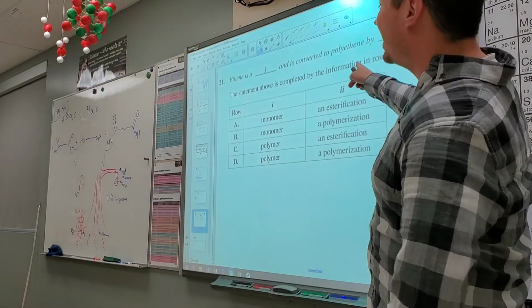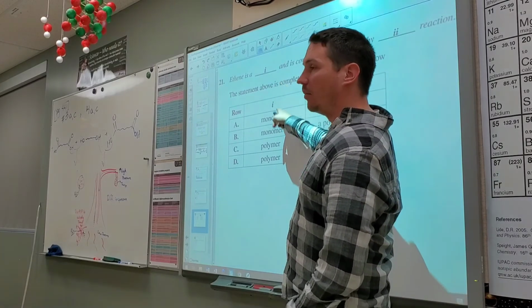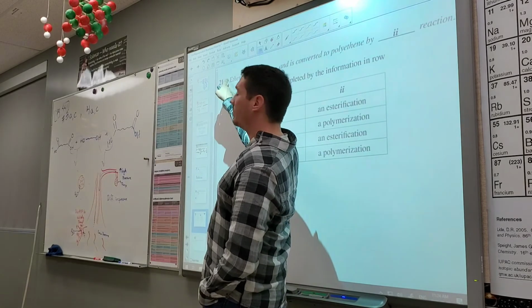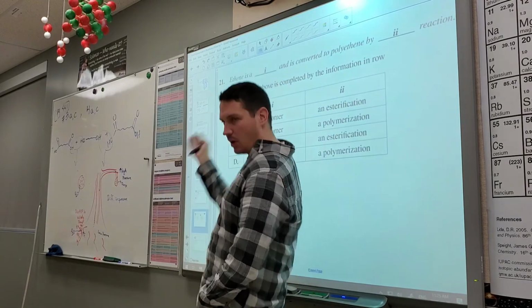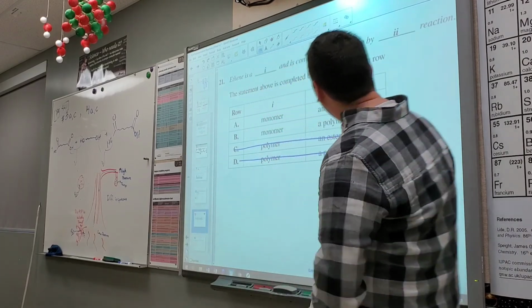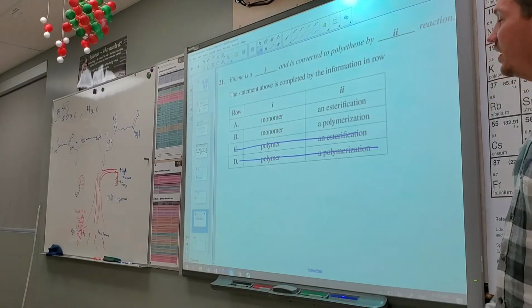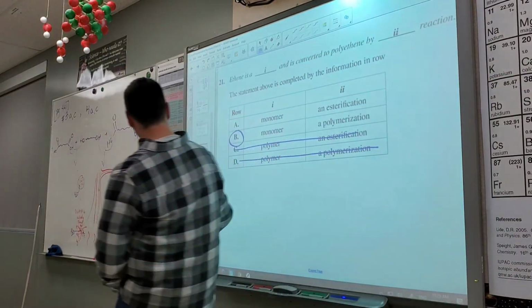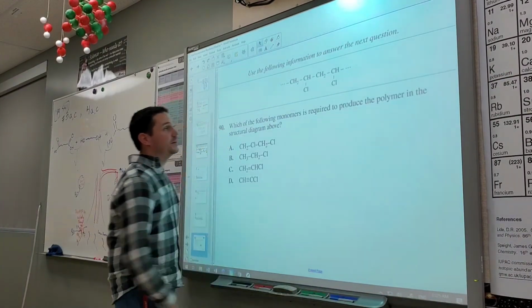Okay, ethene is what? Monomer or polymer? It would be a polymer if it was what? Polyethylene, right? So it's a monomer and is converted into polyethylene by what? Polymerization. Good. And then the last question.